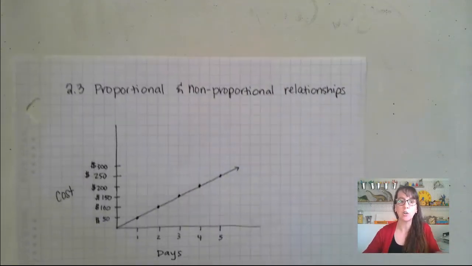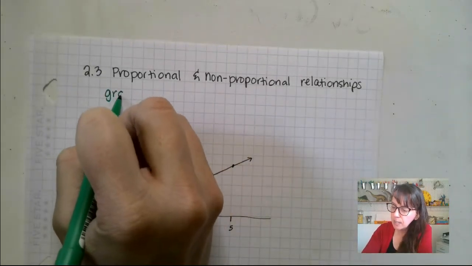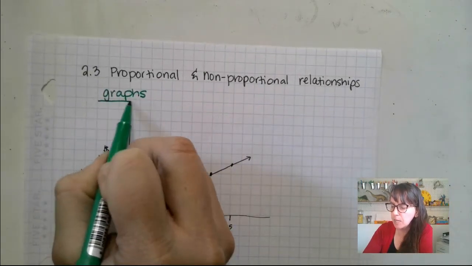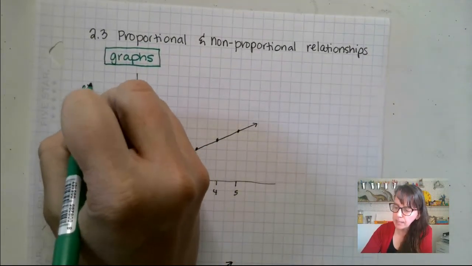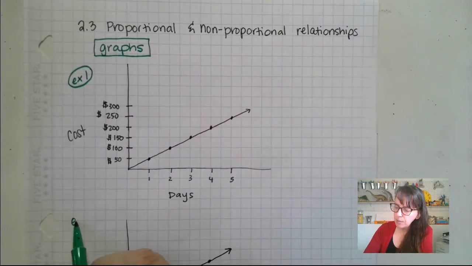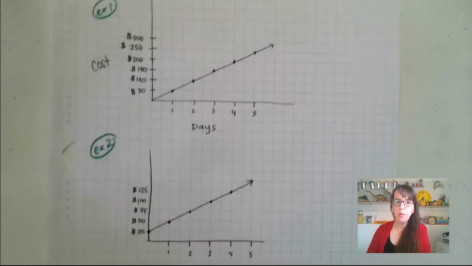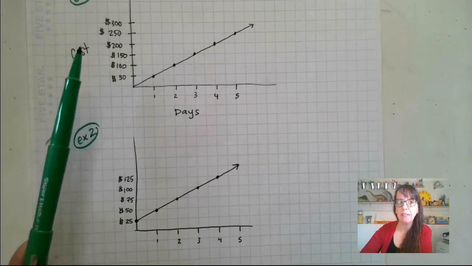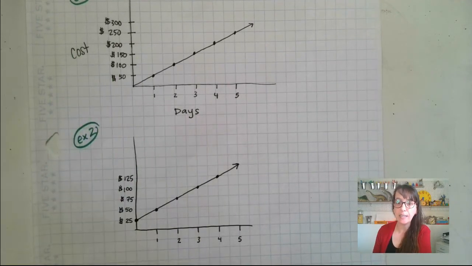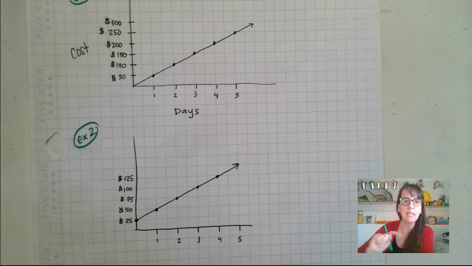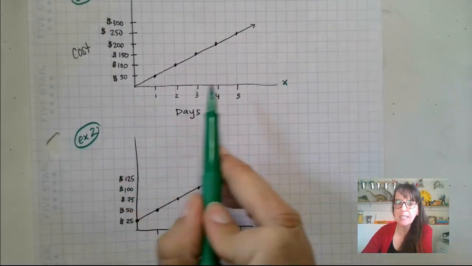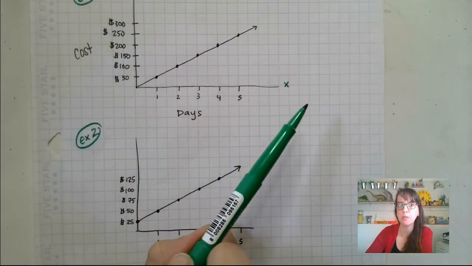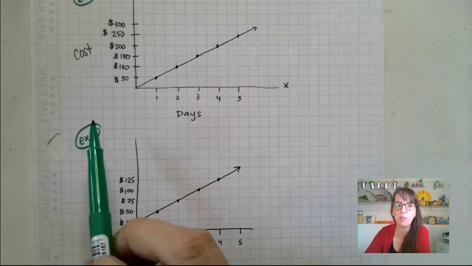Okay, so the next one that we're going to look at is graphs. So we talked about tables, we talked about equations, now we're going to talk about graphs. I have two graphs here. Example 1, you may want to write these down, and then example number 2. In both of these examples, you can see that I have the cost on the left and the days on the right. Now remember, our formula is the dependent over the independent variable. Our dependent is our y, and our x is independent. So we're going to take this and divide it by this. In order for us to do that, we've got to have a couple of points.